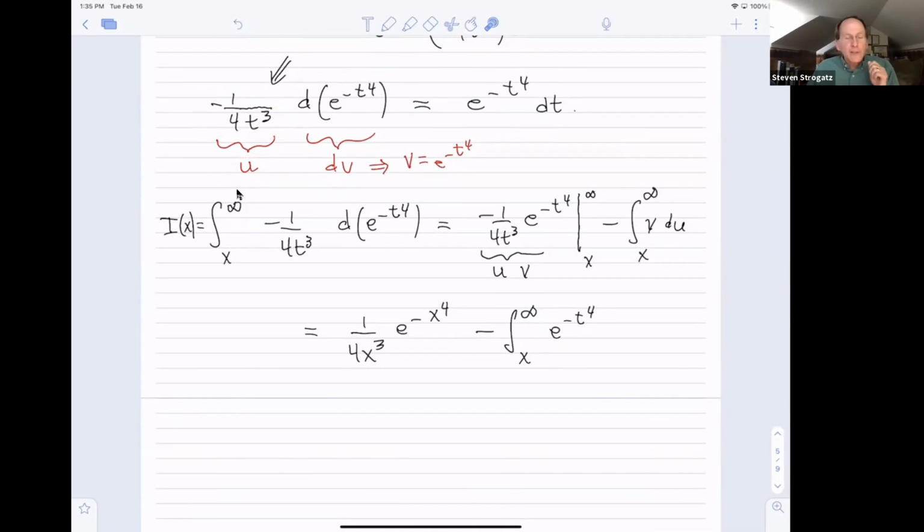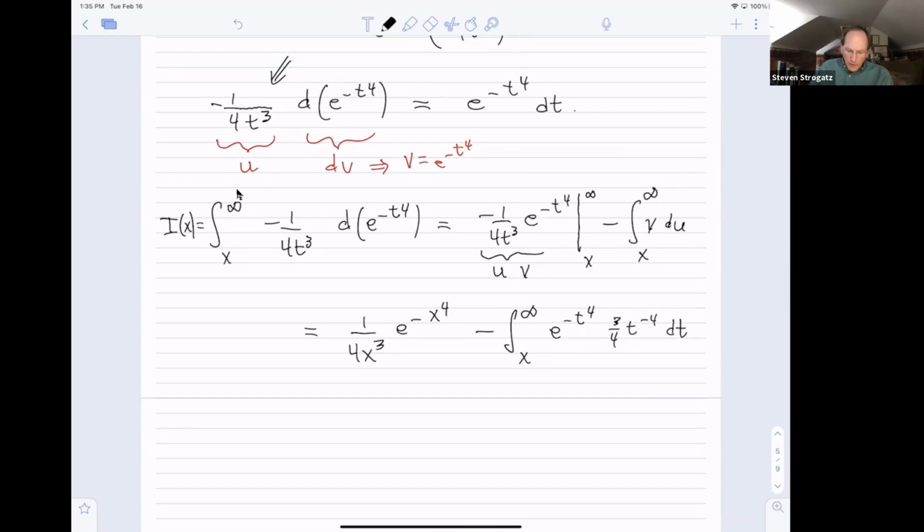Right. So if u is -1/4 t to the -3, then du is going to give me 3/4 t to the -4 dt. I think I did that right, except I seem to be off by, yeah, no, that's good. Does that look reasonable?